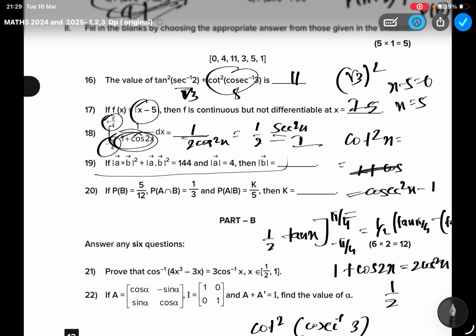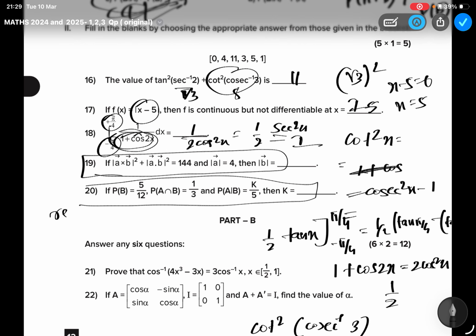You can do this one. This is homework for you. This is also a repeated question, you can do it.